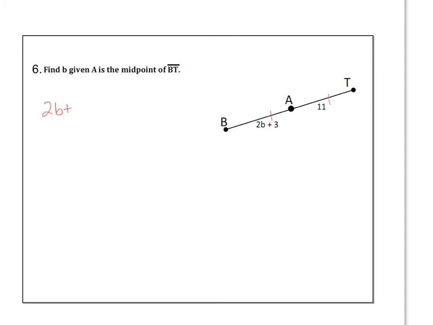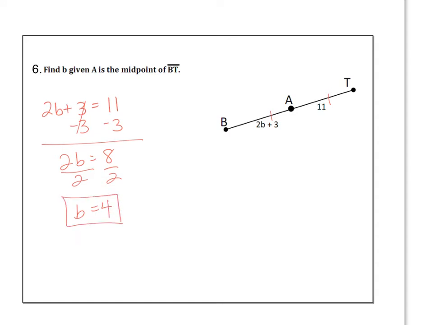The 2B plus 3 equals the 11. A is right in the middle. Then use your algebra, solve your equation. So take away your 3. 2B equals 8. Divide by 2. B equals 4. And we are done.